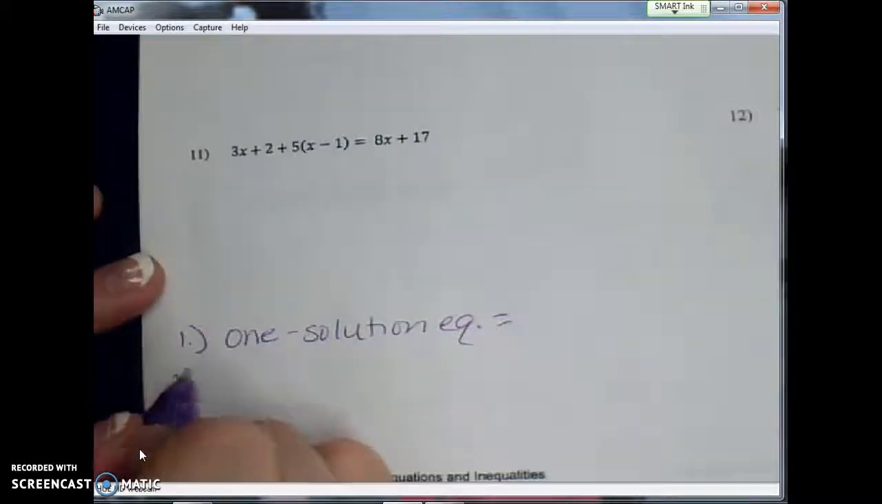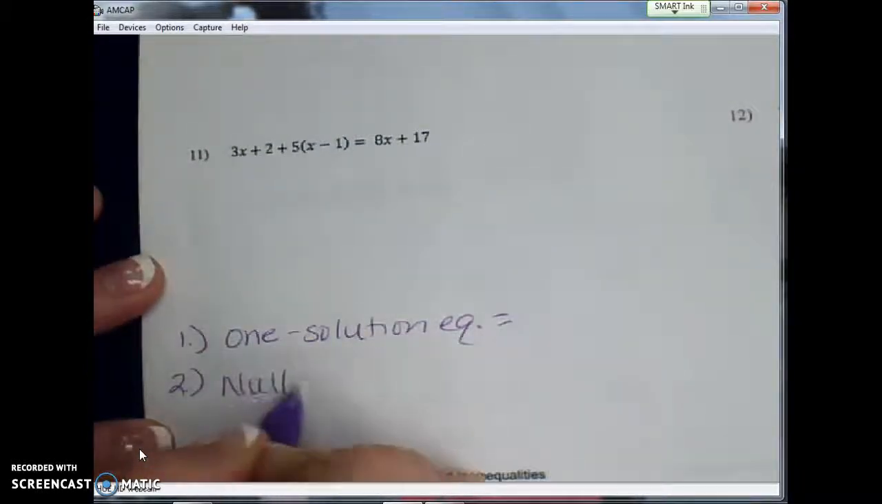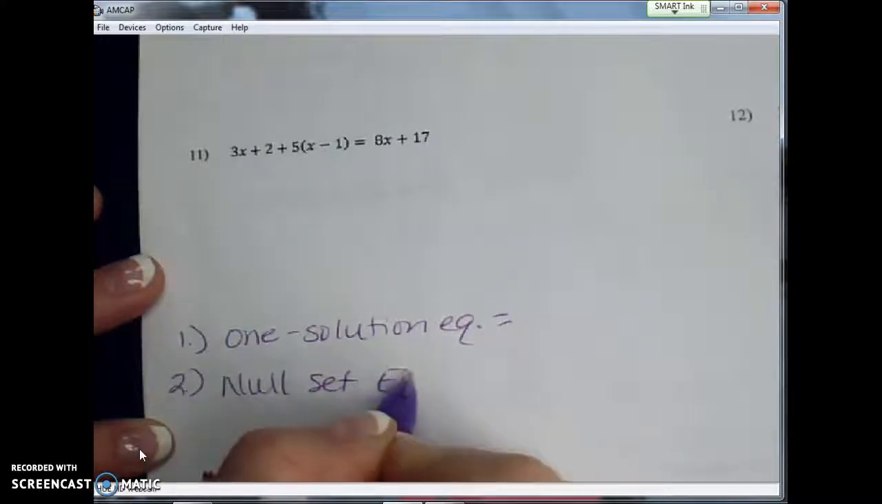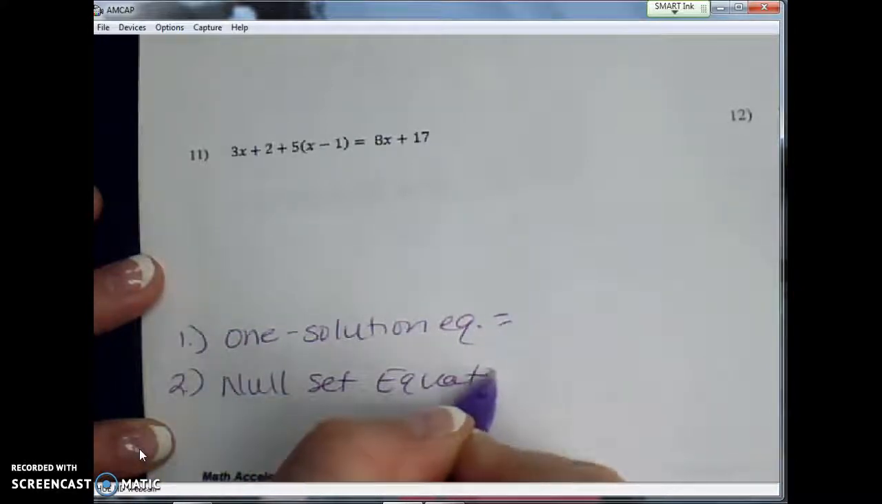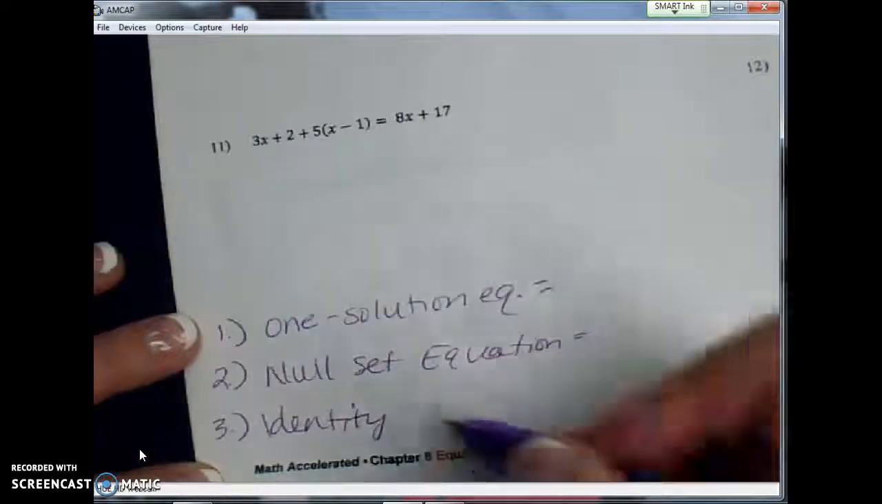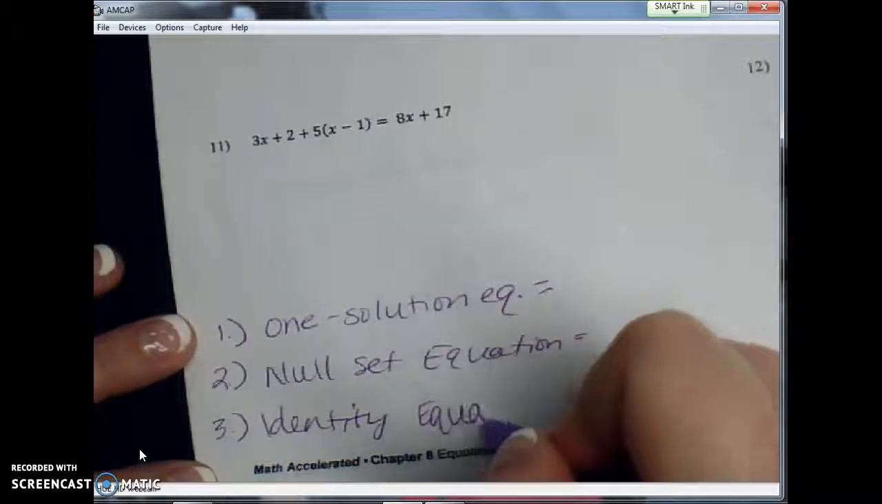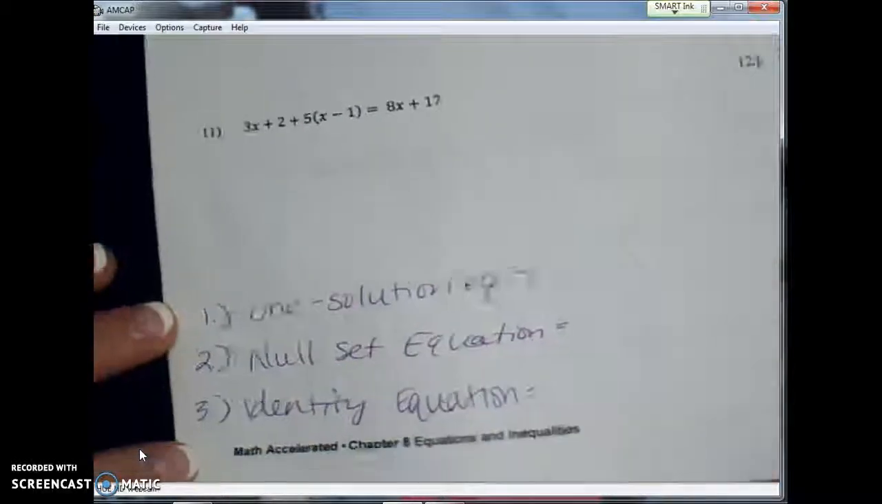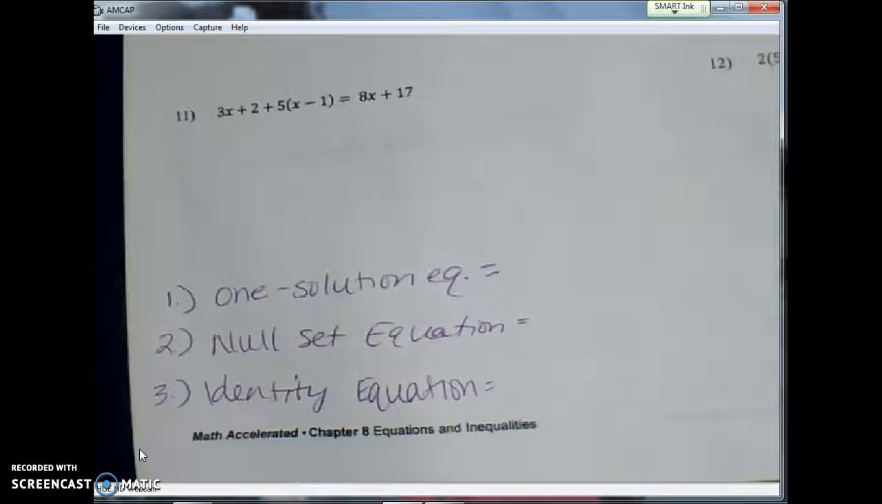I want you to write a null set equation. Don't have to solve them, just write the equation. And I want you to write an identity equation. Make them simple. Don't make them too difficult on yourself, and we'll go over those tomorrow. Okay? A one-step or a one-solution equation, a null set equation, and an identity equation. So there's your practice, 1 through 12.